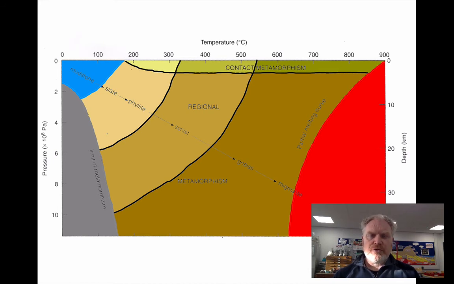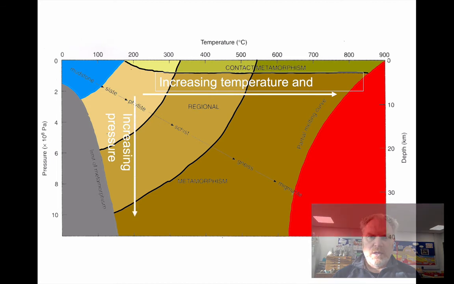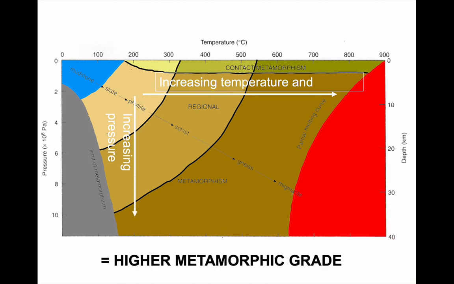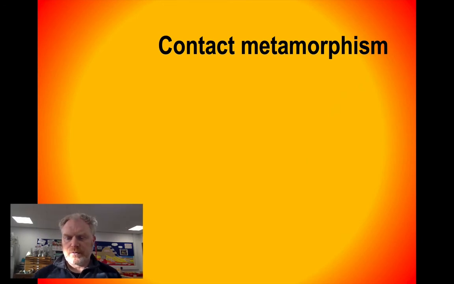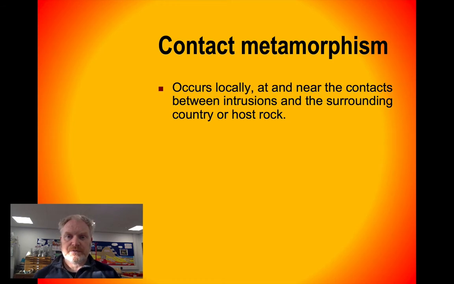So clearly, temperature and pressure has a major effect on the types of rocks that are produced. To summarise, increasing temperature, increasing pressure lead to a higher metamorphic grade. Okay. Now these different types of metamorphism are related to the causes of this heat and pressure.